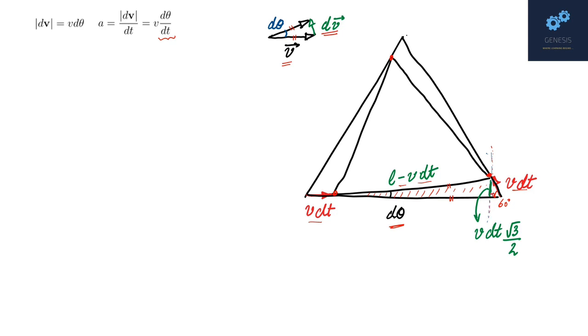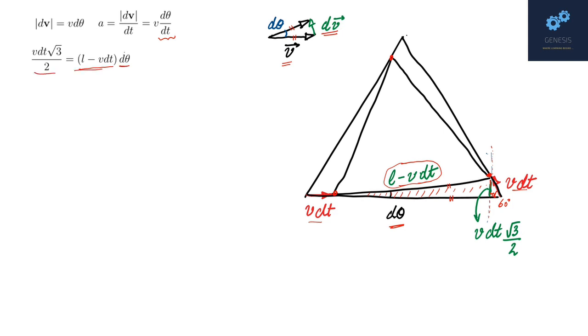And therefore this green part is nothing but v dt sine 60 or v dt root 3 by 2. Now you can see this green part is the arc length, L minus v dt is the radius and d theta is the angle, and therefore we can straight away write v dt root 3 by 2 is equal to L minus v dt into d theta. Arc length is equal to radius into the angle.